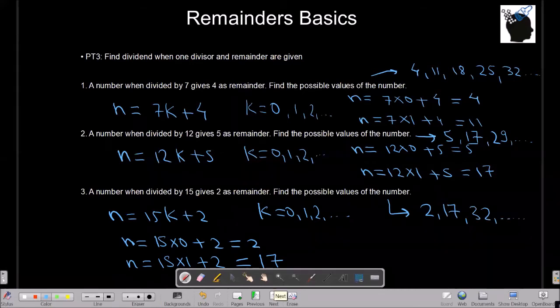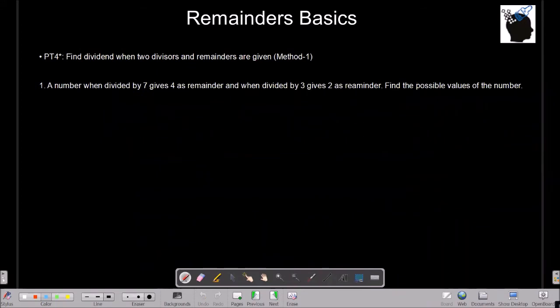Now let's try the next problem type. So in this one, you have to find the dividend when 2 divisors and remainders are given to you. We'll try to solve these problems using 2 methods. Let's try the first method. So a number when divided by 7 gives 4 as remainder. So let's write down the number n as 7k plus 4. And when the same number is divided by 3, it gives us 2 as remainder. That means n is equal to 3t plus 2. Find the possible values of the number.